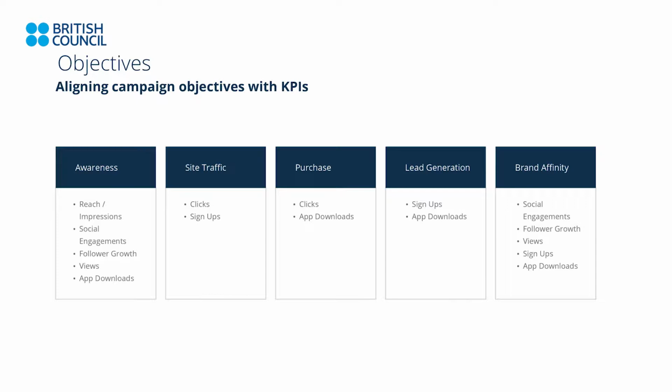And a social engagement is simply getting likes, views, shares on your different campaign creatives and assets. And then follower growth, views, and then app downloads. Now, under site traffic, what are the different KPIs you're going to be measuring? You're going to be measuring clicks on your ads and sign up. So when you get to your landing page, do you need them to actually do something like sign up or make a purchase or actually fill a form there? For purchase, what are the KPIs you're going to be measuring? You're going to be measuring clicks and app downloads and checkout or cart fill. And then for lead generation, you're going to be tracking signups and app downloads.